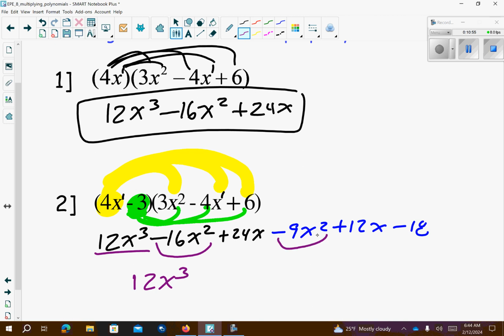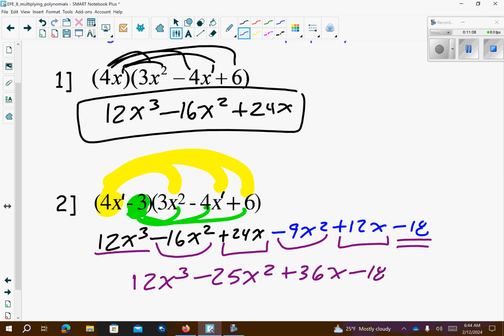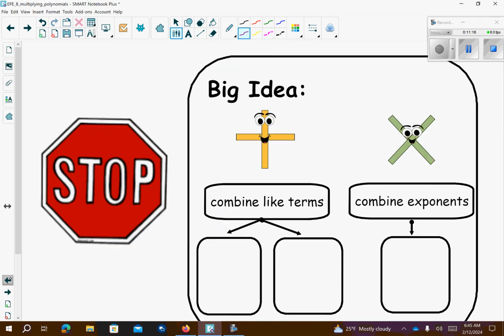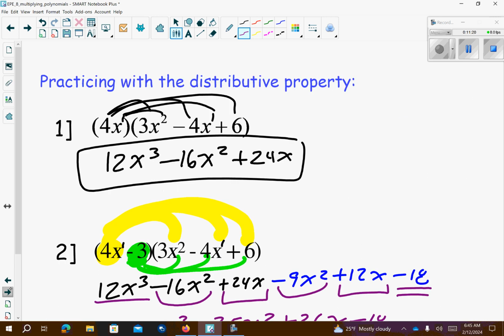16x squared minus 9x squared is negative 25x squared. 24x and 12x is 36x. And then the 18 is all by itself. So look how I distributed. Take a good look at that, okay? So your bottom is right here. Okay, we've seen that before.